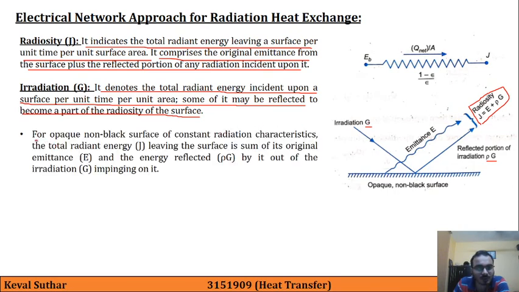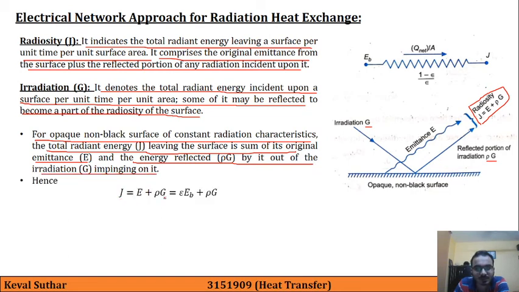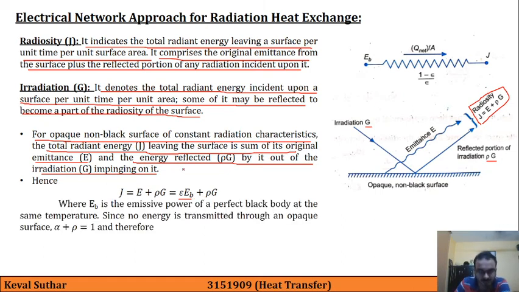Now for an opaque, non-black surface of constant radiation characteristics, the total radiant energy J, that is radiosity, leaving the surface is the sum of its original emittance, that is this curvy arrow, plus the energy rho G reflected by it out of the total irradiation impinging upon it. So hence we can write that J is equal to E plus rho G, which is equal to epsilon into EB, being a non-black surface. EB is the emissive power of a perfect black body at the same temperature. Since no energy is transmitted, nothing is being transmitted over here. This is not possible in an opaque surface.